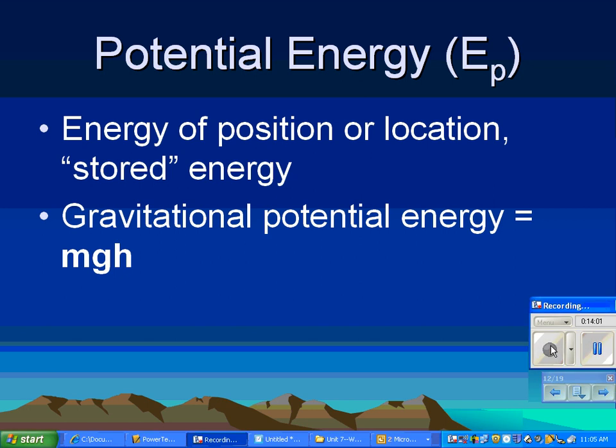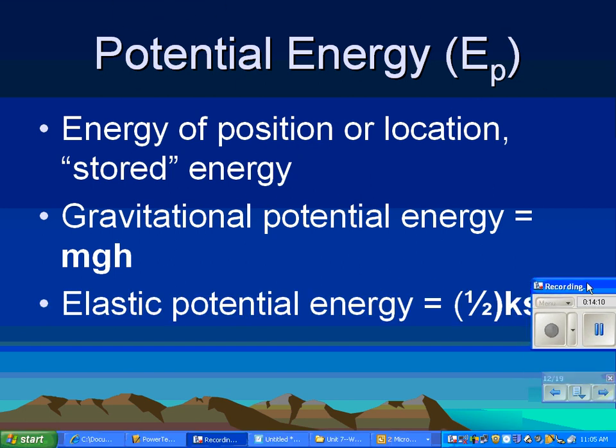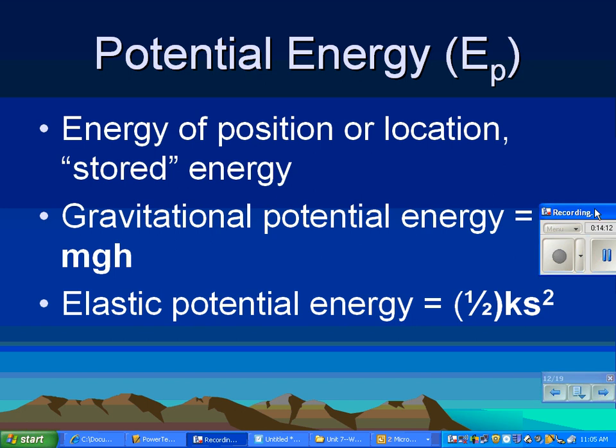There's another kind of potential energy that we talked about just a little while ago with springs and things like that. The potential energy stored in a spring is equal to 1/2 k s squared. S being displacement, or how far the spring was stretched, and k being this thing called the spring constant that just basically tells you it's a constant for each spring. A stiffer spring has a bigger spring constant. So those are two basic kinds of potential energy.